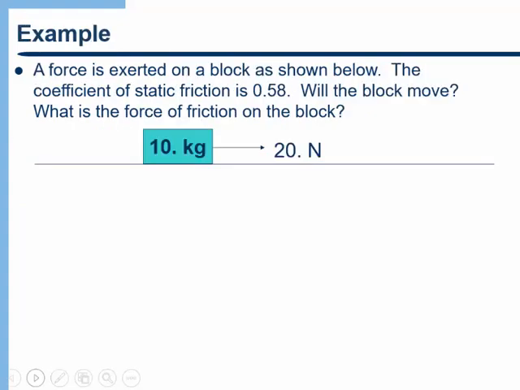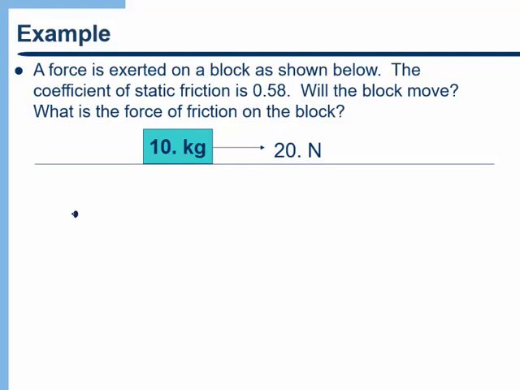Let's go through an example. Let's take a look at an example and see if we can apply what we've learned about friction. A force is exerted on a block as shown below. The coefficient of static friction is 0.58. Will the block move? What is the force of friction on the block? We want to always use our problem-solving strategies for Newton's laws that we've talked about in earlier videos. So I know the first step is to draw the free body diagram.